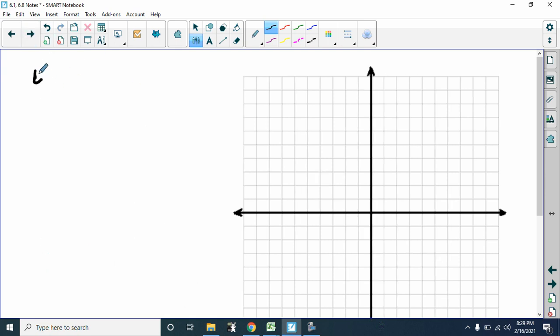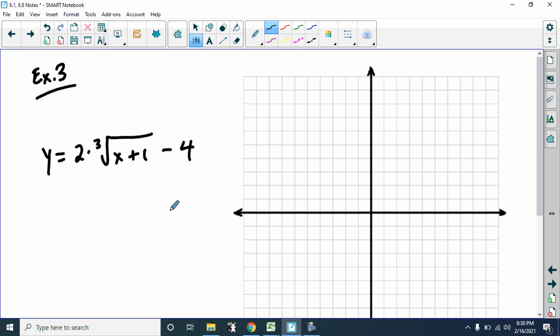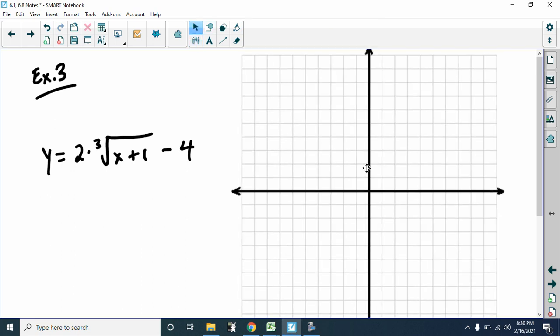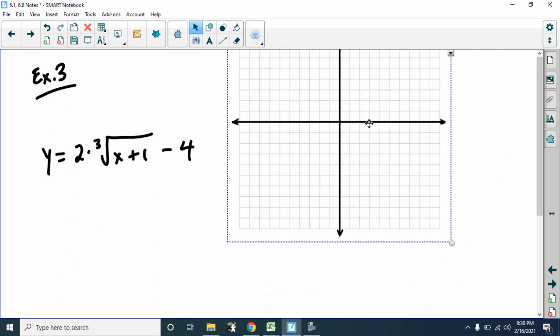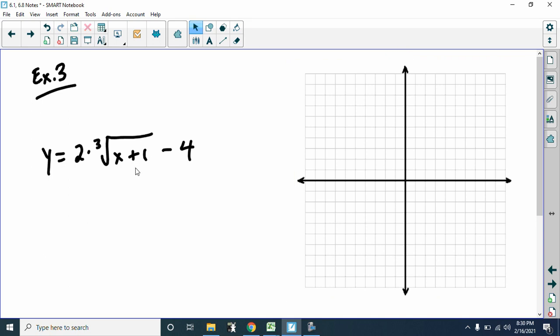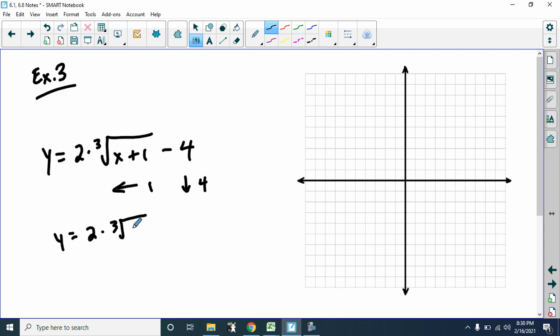Let's do one more, example 3. Let's go y is equal to 2 times the cube root of x plus 1 minus 4. This one's going to turn out just a little different because it's a cube root. Translation, left 1, down 4. Parent function, take out the translation: 2 times the cube root of x.